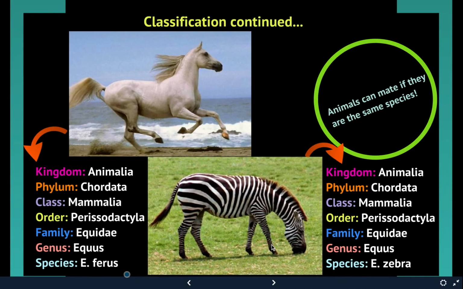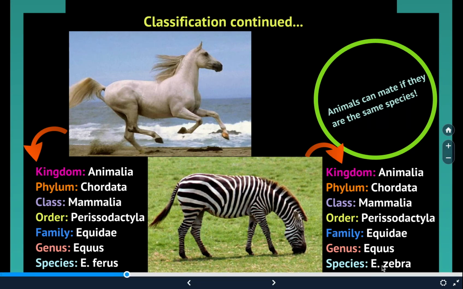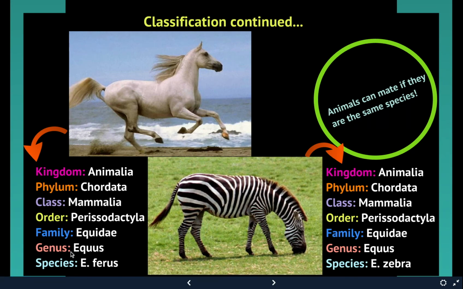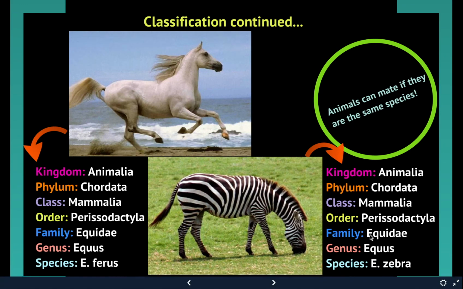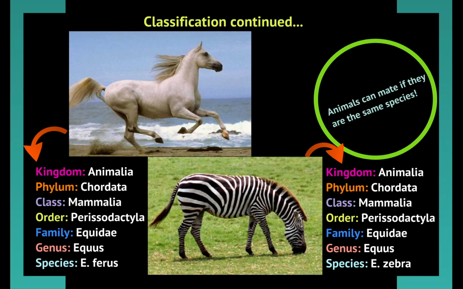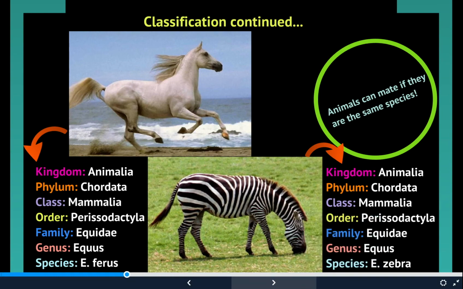For this one that's closely related, has the same kingdom, same phylum Chordata, same class Mammalia, same order, same family. The only thing that's different between this horse and this horse is the species here at the bottom. If you notice, the genus is always capitalized, the species is always in lowercase. Animals can mate if they are in the same species, not in the same genus, but in the same species.